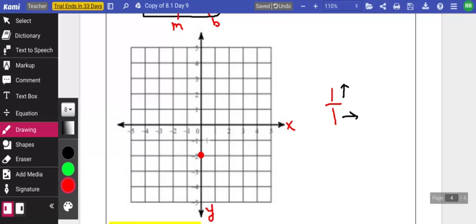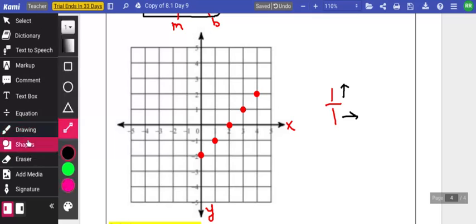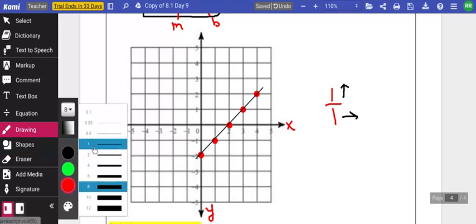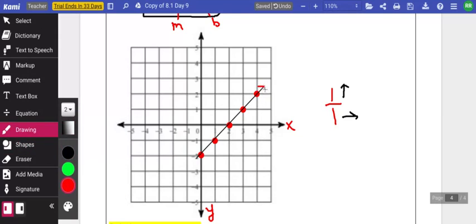So let's do that from b. If I go up 1, right 1, put a dot, up 1, right 1, up 1, right 1, up 1, right 1. Okay, then use shapes, insert line, click and drag, and arrows on the end of the line to show that the line continues forever in both directions. Okay, 1 and circle it. That's line 1 that comes from equation 1.